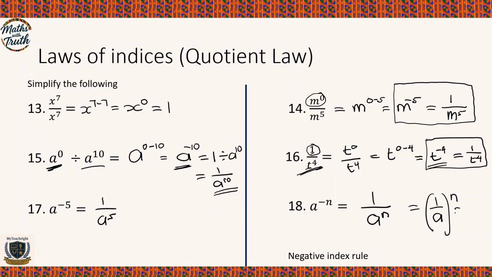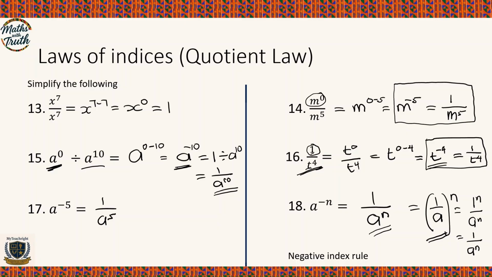This can be expanded as 1 exponent n over a exponent n, which then gives you 1 times itself n times is 1. So you have 1 over a exponent n, which then brings you to this. Okay. However, stating it this way has an advantage when we come to looking at fractions with negative exponents.